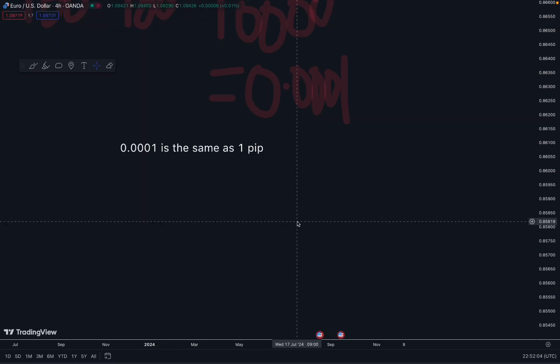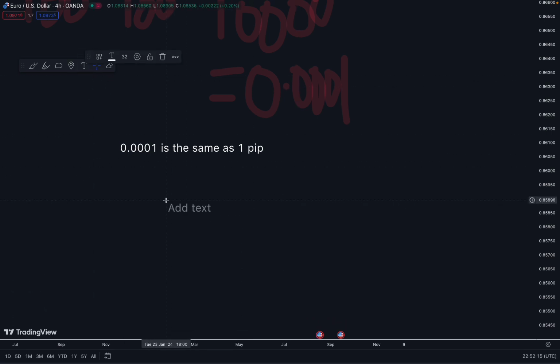This means currency pairs are coded to 4 decimal places, except the pairs involving the Japanese yen, that is JPY pairs. Example, we have Euro JPY, USD JPY, GBP JPY, and all the pairs involving the JPY.